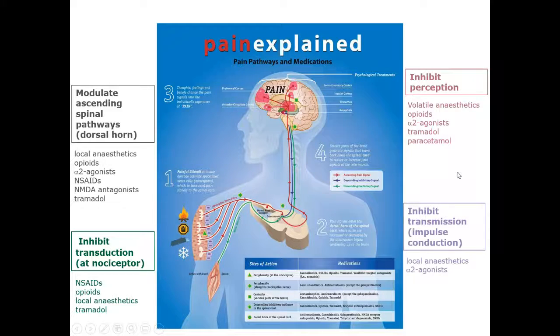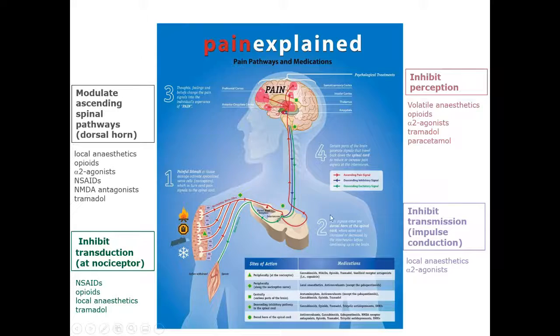If we've not stopped things at that level, we're looking at the dorsal horn of the spinal cord. Here, local anaesthetics, so for instance, given epidurally, opioids, alpha-2 agonists, non-steroidals, and NMDA receptor antagonists work particularly at the dorsal horn of the spinal cord, and that's things like ketamine. So ketamine is very, very effective. It's an NMDA antagonist, and its main site of action from our point of view, from a pain point of view, is the dorsal horn of the spinal cord.